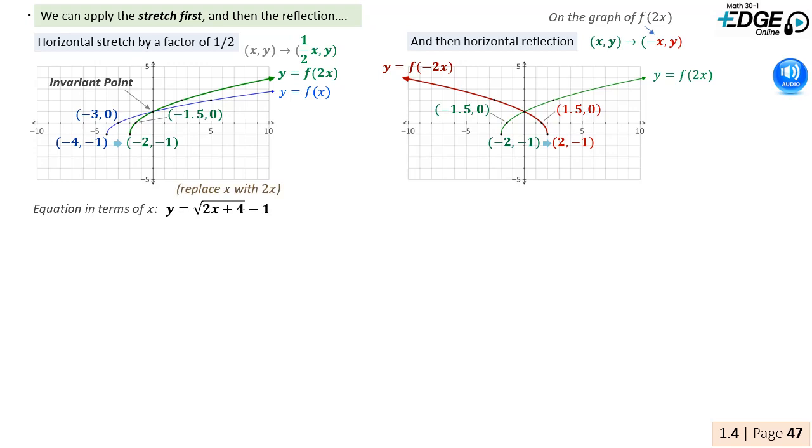In terms of the equation, a horizontal stretch by a factor of 1/2 means replacing x with 2x. Notice in the equation y equals the square root of x plus 4 minus 1, we've replaced the x with 2x.